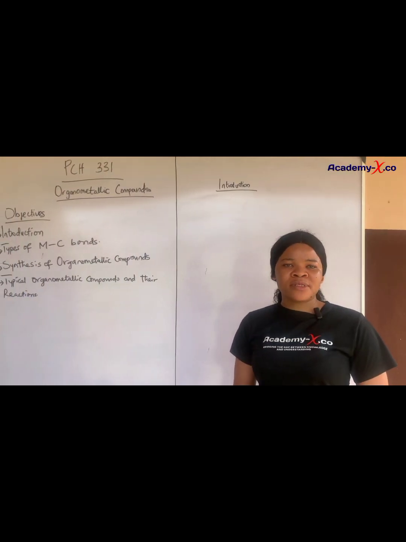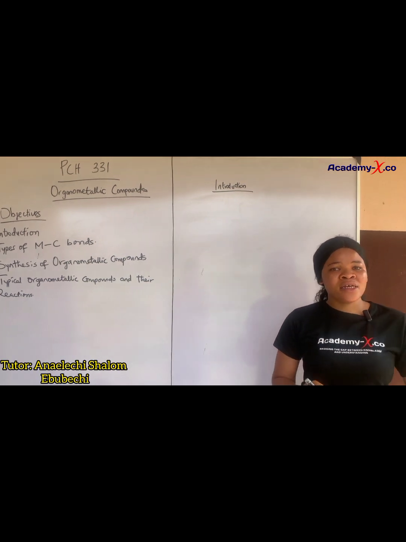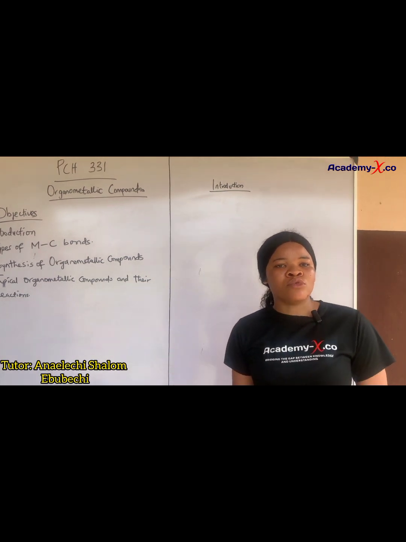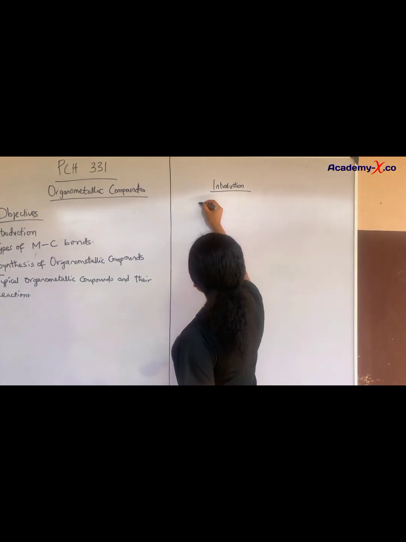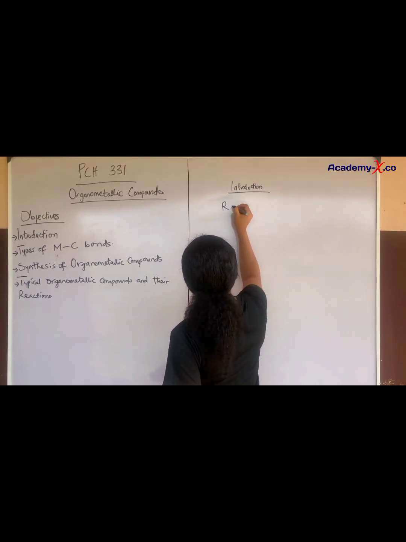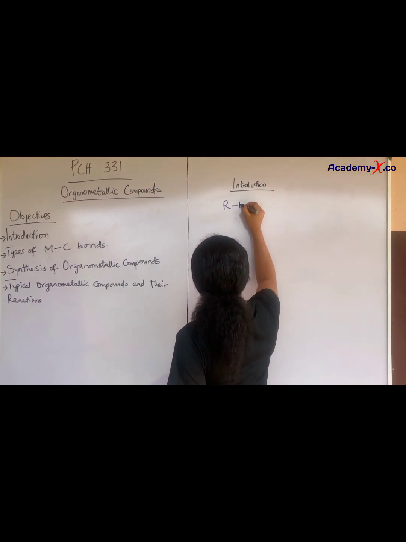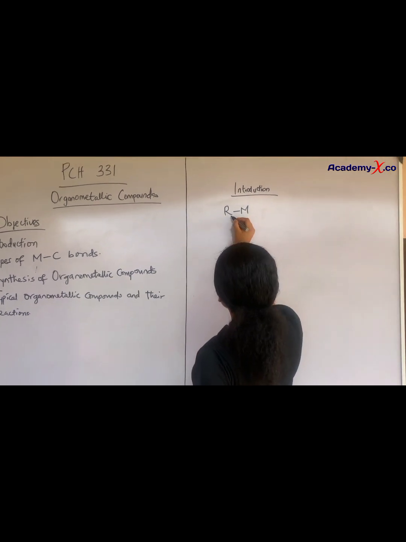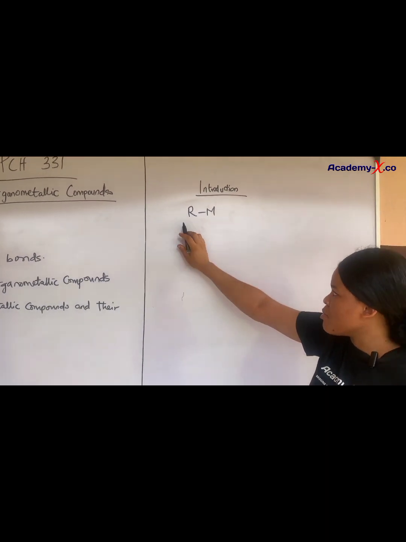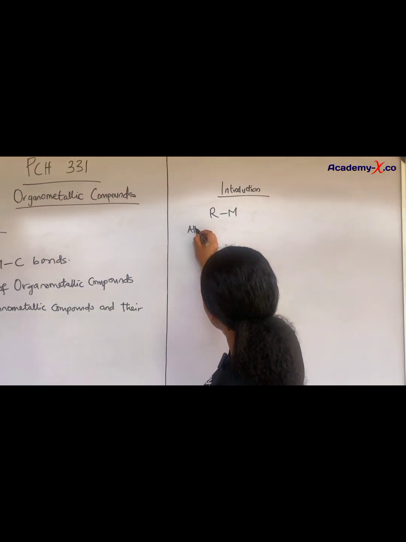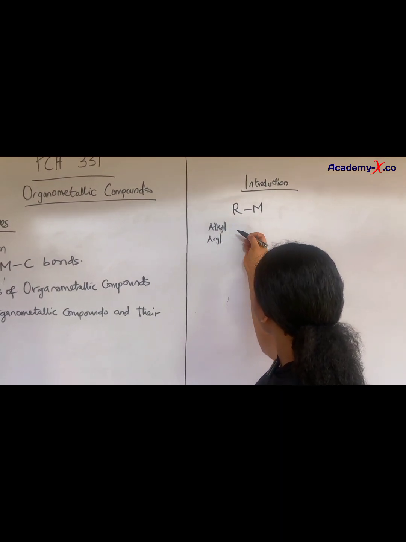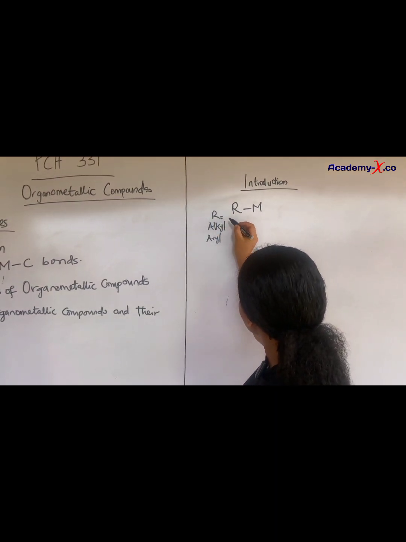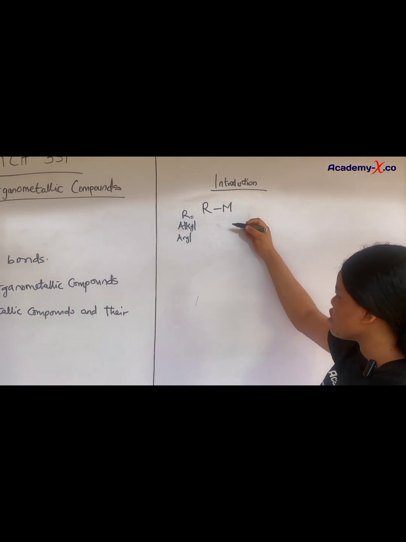Organometallic compounds are compounds containing a hydrocarbon and a metal. Example, we have this. So this is the hydrocarbon. It could be an alkyl group, it could be an aryl group. So this is this. Then a metal.